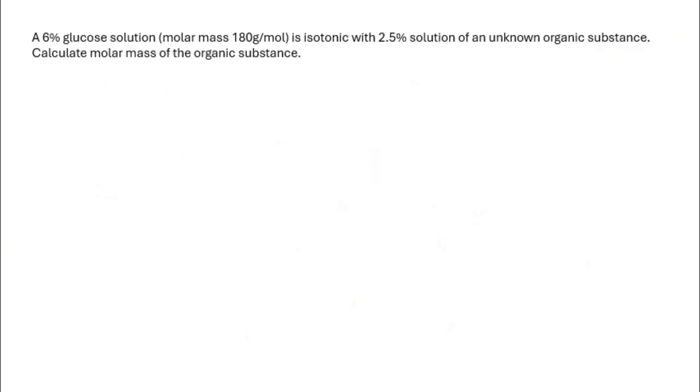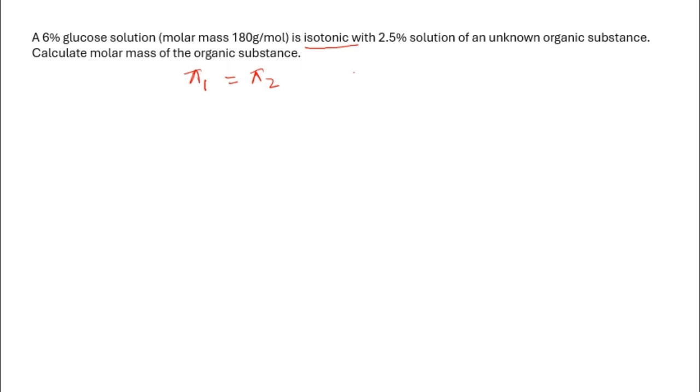Next numerical: a glucose solution, molar mass 180 gram per mole, is isotonic with a 2.5% solution of an unknown organic substance. Calculate the molar mass of the organic substance. So isotonic means the osmotic pressure of glucose is equal to the osmotic pressure of the organic substance. So let pi 1 be the osmotic pressure of the glucose solution and pi 2 be the osmotic pressure of the unknown organic substance. We have to do pi 1 equals pi 2.